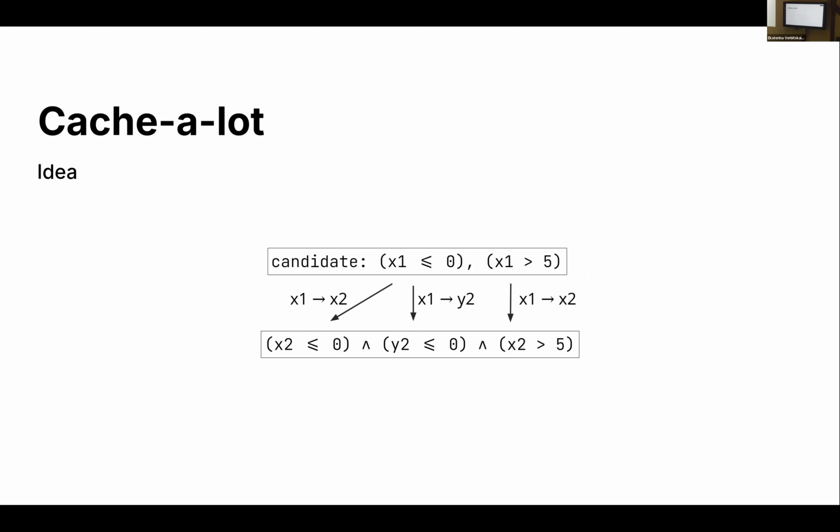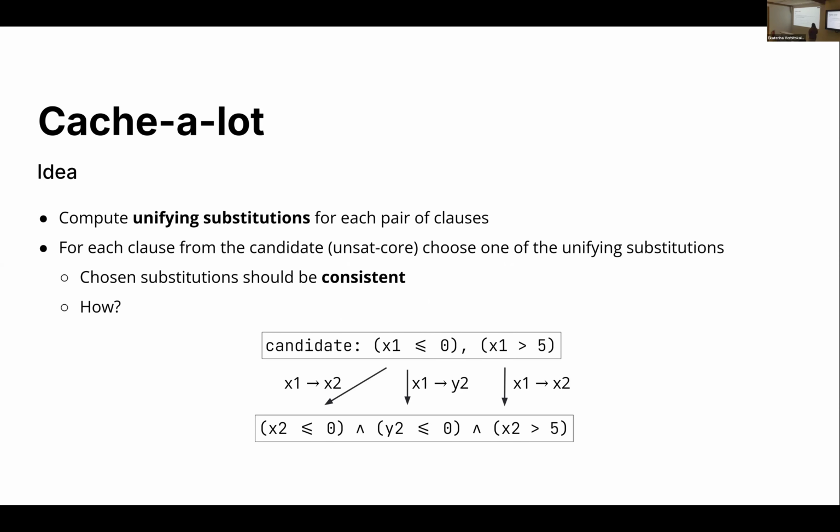The idea is simple. Instead of computing the whole substitution for the candidate, let's try to compute the small ones. They are called unifying substitutions, and it's quite simple to compute them because we can just take a pair of clauses, traverse these clauses and find the needed substitutions in linear time. And after that, we can try to build a common substitution for the whole candidate. How can we do this?